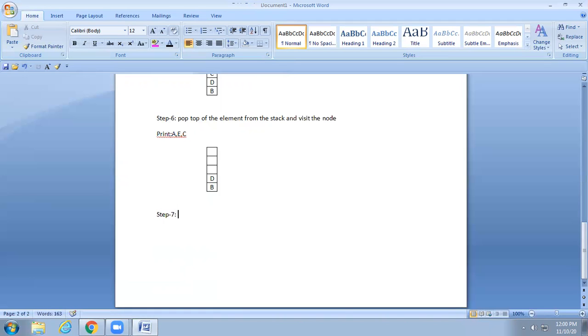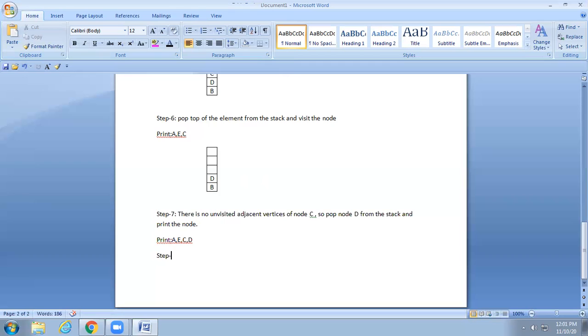Step 7. There are no unvisited adjacent vertices of node C. So pop node D from the stack and print the node. So when you print, A, E, C, and D.